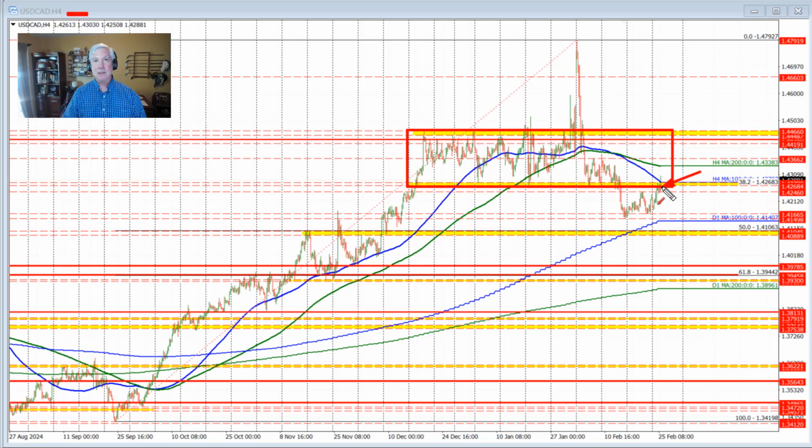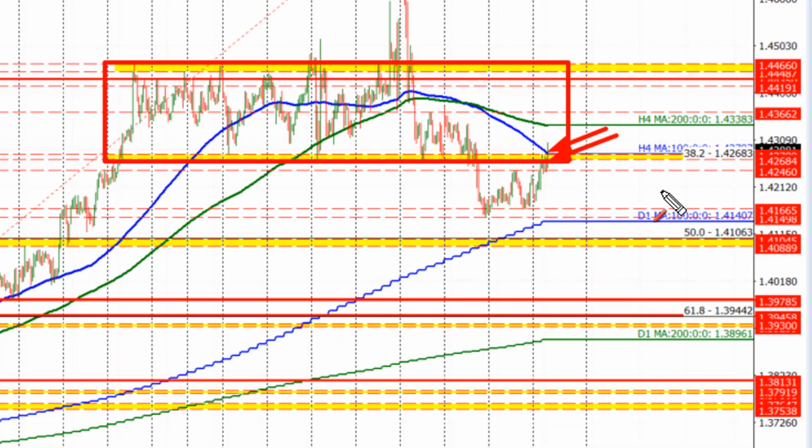Now in trading here today, what have we done? We moved back into the red box and also above the swing area through here, which has a number of different swing lows that form this lower end. We also moved above the 100 bar moving average on the 4-hour chart. The swing area comes in at between 1.4268 and 1.4278. The 100 bar moving average on the 4-hour chart comes in at 1.4279.